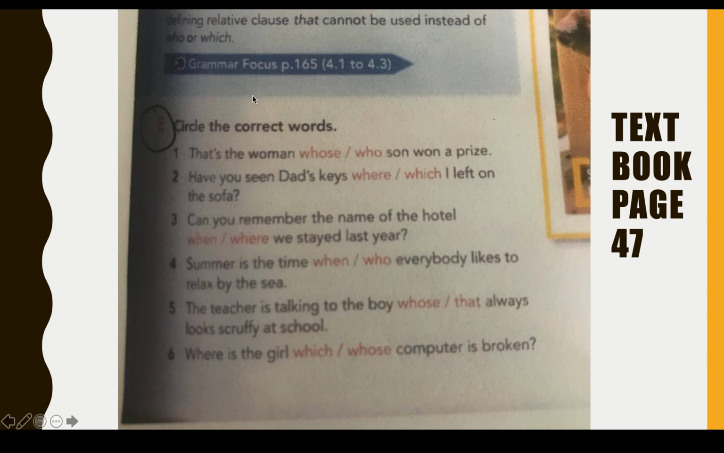So let's look at exercise A. You need to circle the correct words. Identify which relative pronoun is correct. Then you circle the correct word. For example, that is the woman, which one? The answer is whose. That is the woman whose son won a prize. Write all of the questions and your answers in your grammar book.